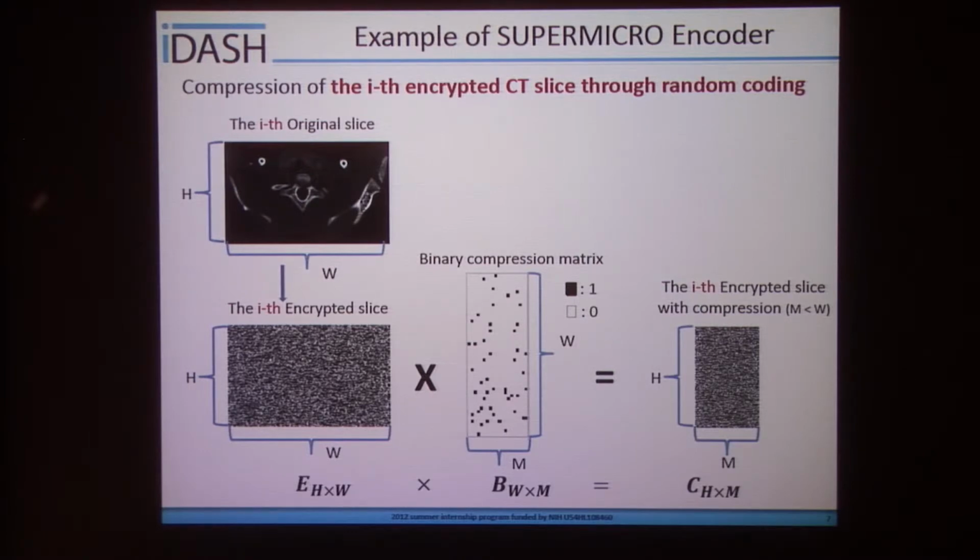To solve the challenge of compression on encrypted data, we propose a SUPERMICRO encoder based on the distributed source coding principle. The compression of encrypted bits is mainly based on the idea of random coding used in communication theory. For example, to compress the encrypted slice with size h by w, we multiply it with a tall binary matrix B with size w by m. So the output will be much smaller in size, with only h by m elements. Note that the distributed source coding guarantees good compression even when the encoder has no statistical knowledge of the encrypted image.